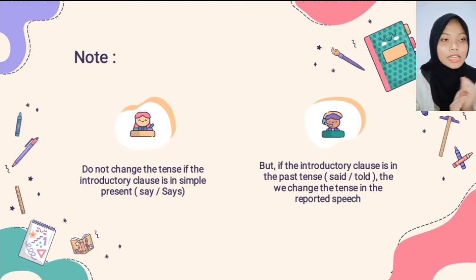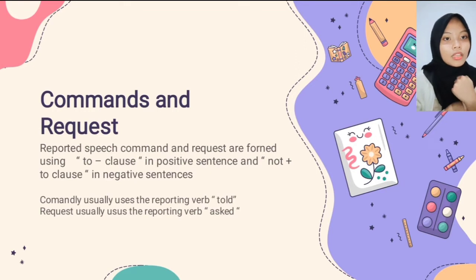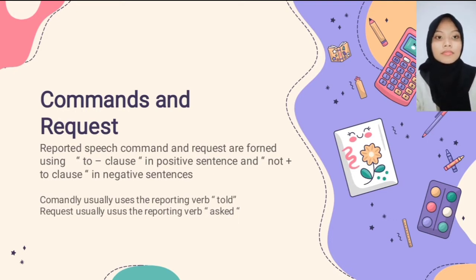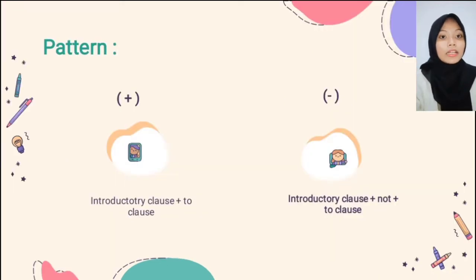And next, the second kind is command and request. Reported speech, command and request, use to clause in positive sentences and not to clause in negative sentences. Command commonly uses the reporting verb told. Request usually uses the reporting verb asked. Pattern for positive: introductory clause plus to clause. Negative: introductory clause plus not to clause.